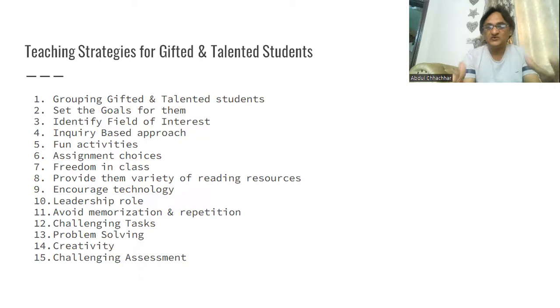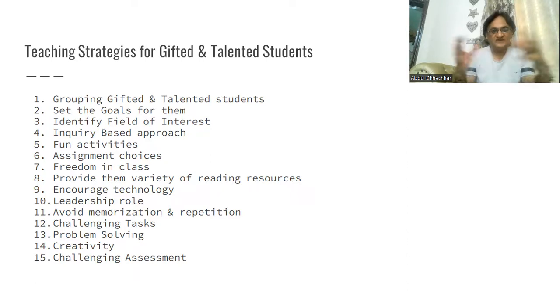So first, you have to group these gifted and talented students and let them sit together, all gifted students. Set goals for them, identify the field of interest, what their interests are, and use the inquiry-based approach. Let them think for themselves. Make fun activities, don't let them get bored. Give them assignment choice: give them various topics and let them choose, because in their fields of interest they might have different choices when you are assigning them.